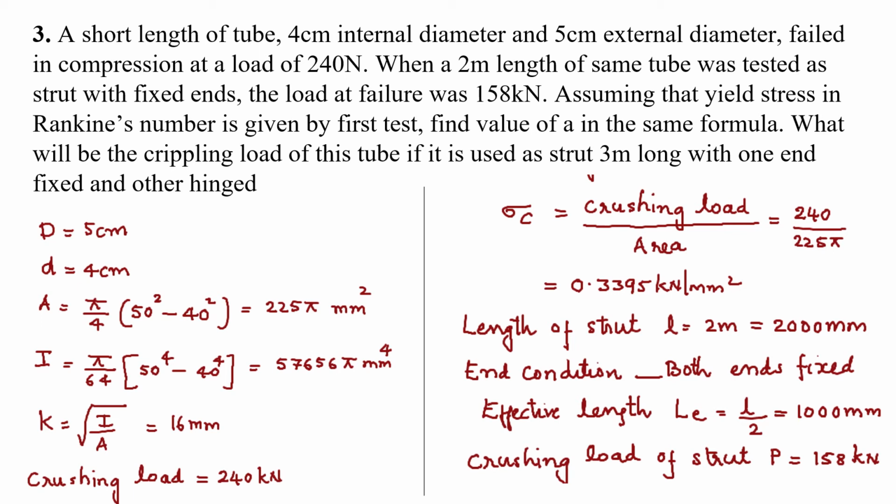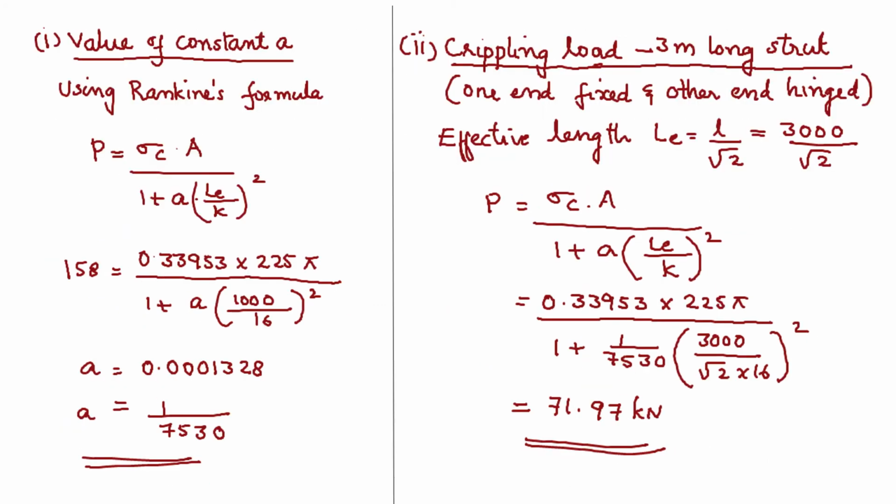In the first case, it is a stud of length 2 meter and the end condition is both ends fixed. So the effective length for that particular setup, that is L by 2, is 1000 mm. For that condition, the load at failure is given as 150 kilonewton. We are asked to find out the value of Rankine's constant from the first one.